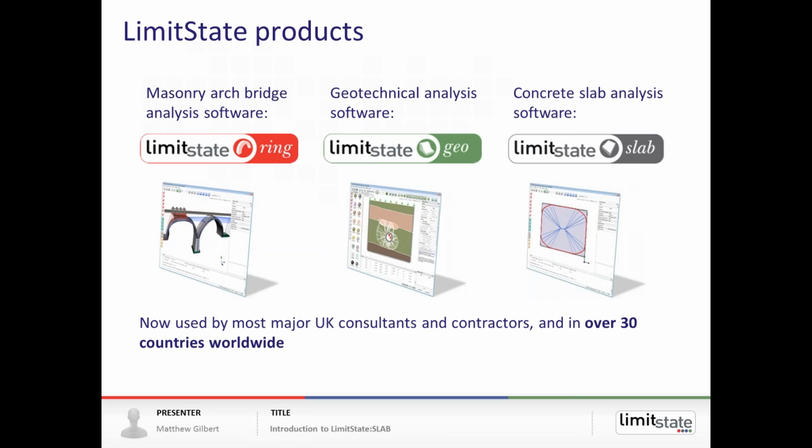At the moment, we have 3 main products, all ultimate limit state analysis products. So LimitState Ring for masonry arch bridges, LimitState Geo for geotechnical analysis problems, and of course LimitState SLAB for concrete slab analysis problems, should I say. And each of these tools is now widely used. In the UK, most major consultants are using one or more of the products, and the products are also used in more than 30 countries worldwide.